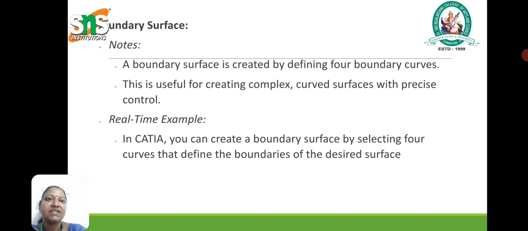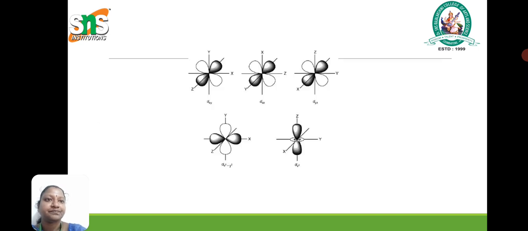Next is boundary surface. A boundary surface is created by defining four boundary curves. This is useful for creating complex curved surfaces with precise control. Real-time example: in CATIA, you can create a boundary surface by selecting four curves that define the boundaries of the desired surface. You can see the boundary surface for the desired surface in the object.